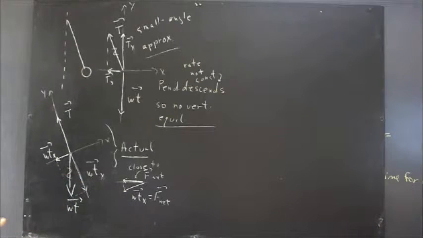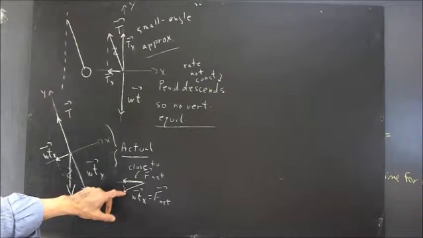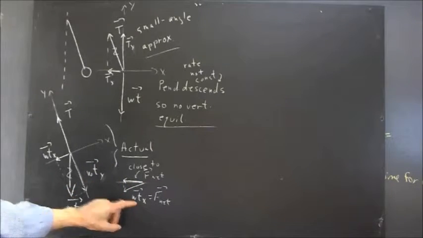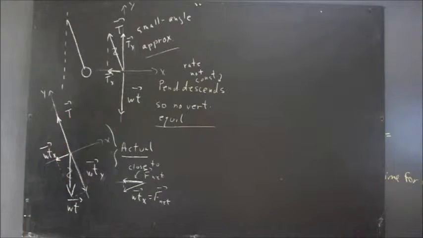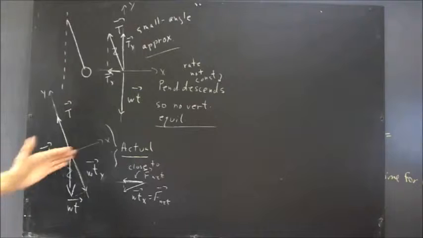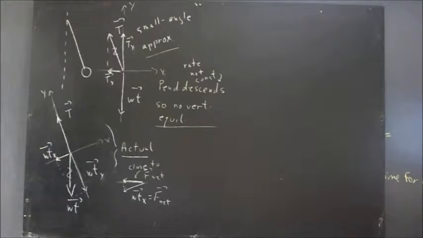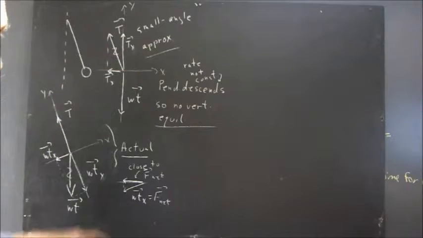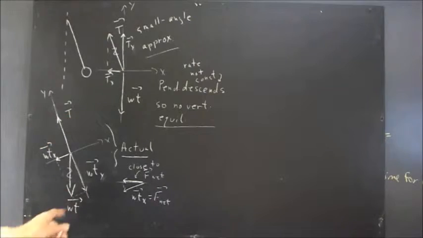Now, if you have a small angle, then if you project the weight onto the horizontal direction, it's going to be very close to the x component of the weight here. But if you get away from horizontal, that's no longer the case. Now, the problem with this model is it's much more complex, because as the pendulum moves, the xy coordinate system changes. So you're analyzing something with a changing x and y coordinate system, whereas here you have a fixed x and y coordinate system. So this model is much, much simpler to deal with than this model.